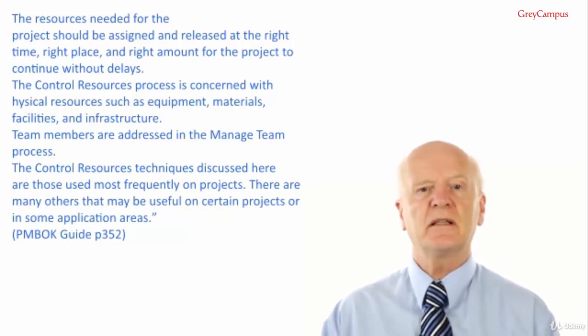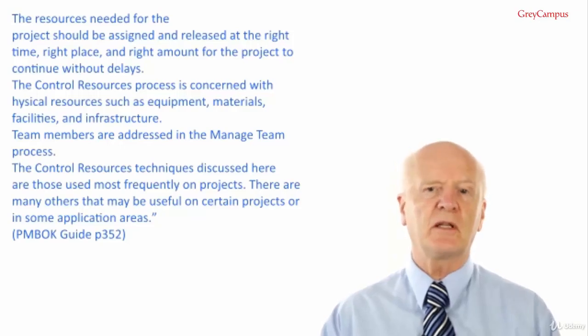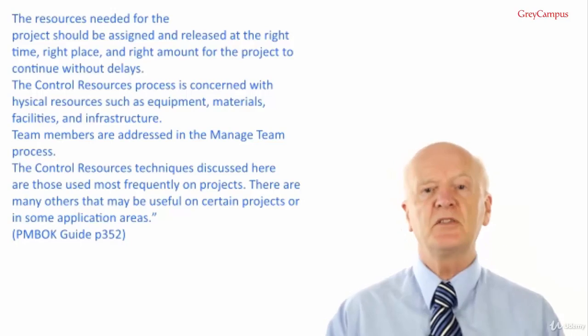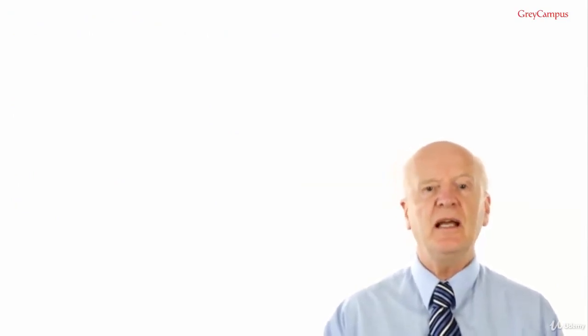The control process techniques discussed here are those used most frequently in projects, and there are many others that could be useful in certain projects or in other applications. And that's from the PMBOK Guide, page 352. Updating resource allocation requires knowing what actual resources have been used to date and what is still needed. This is done mainly by reviewing the performance usage to date. I'm pretty sure this is a typo in the PMBOK Guide because performance usage to date doesn't actually make any sense. I think what they mean is this is done mainly by reviewing the work performance data for resource usage to date.